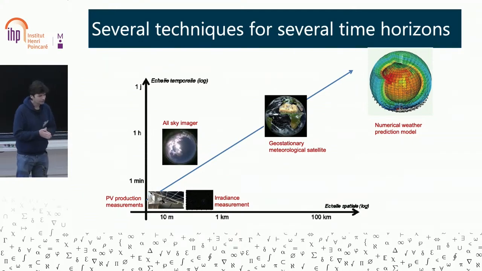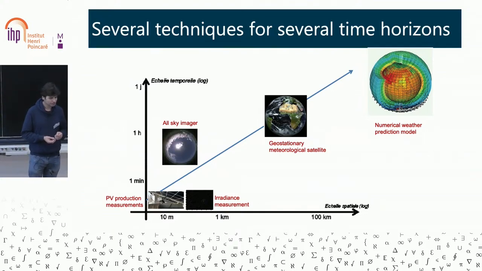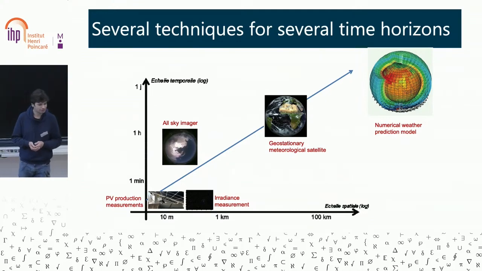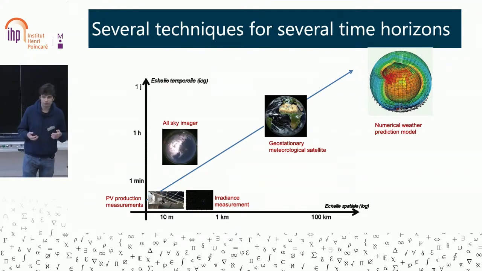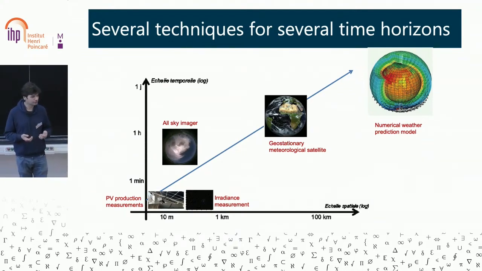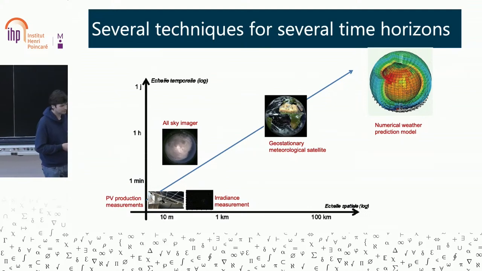So for very short term, we can use measurement and also all sky imager. We'll develop on that. Then for intermediate scale, for intraday scale, the forecast based on geostationary meteorological satellite images are very suitable and more efficient than NWP forecast. And for after 6 hours or day-ahead forecast, the classic NWP model are still the best solution to get day-ahead forecast. This presentation is more focused on intraday forecast, so more on camera and satellite, but we will have a few words on NWP, on how to improve it for these needs.